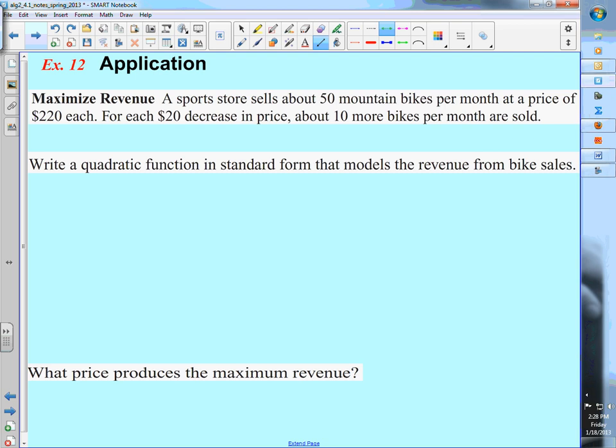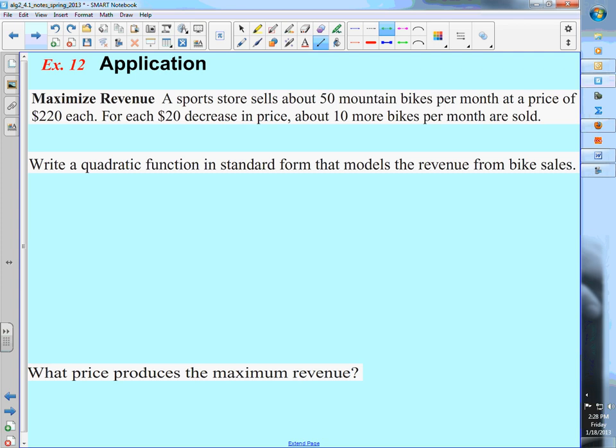The last one I want to show you is when you're setting up some of these application problems. You have given information, and they want you to write a function that models, in this case, revenue from bike sales. You sell 50 mountain bikes a month, $220 each, and for each $20 decrease in price, you'll sell 10 more bikes per month. This problem is really confusing the way they word it, but they can't word it any better.